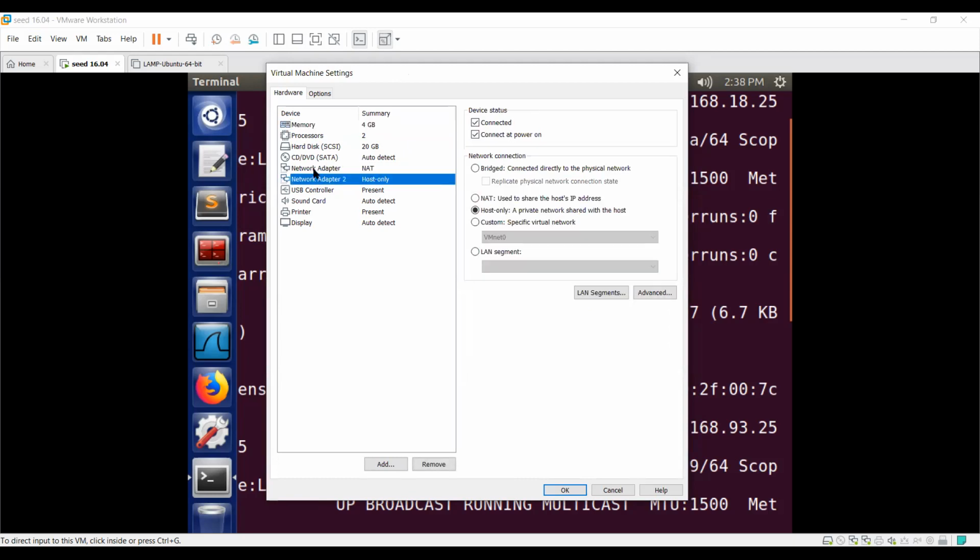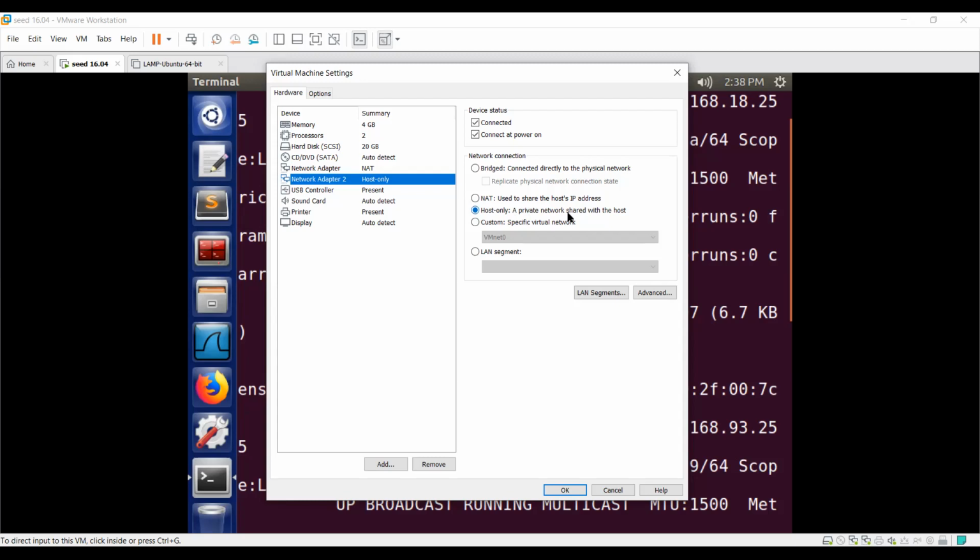Notice that I've created 2 network adapters, okay? So for instance, I have one connected to the NAT network, right? So that's ENS33. All you do is configure this to NAT. And then you have a second network adapter. And this one, just to make it very easy, I just connected it to host only. So host only is a private network shared with the host.